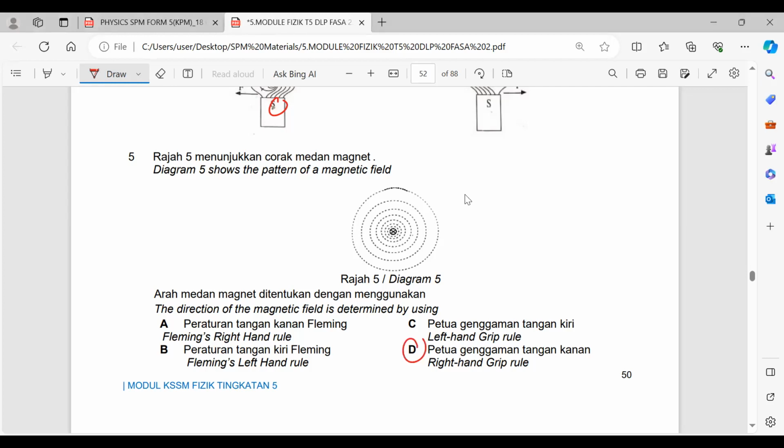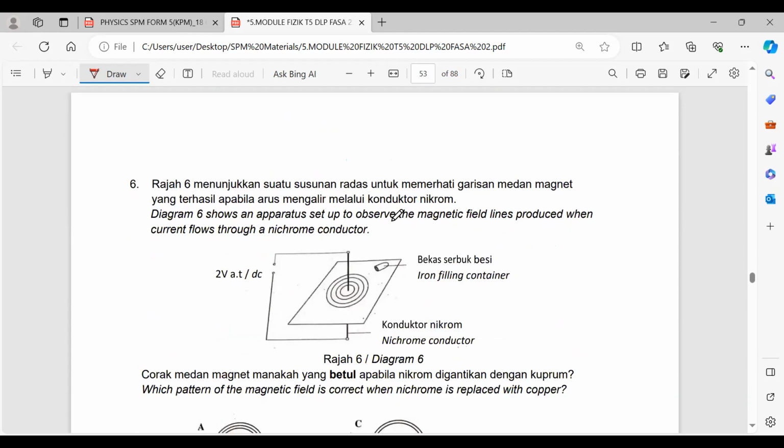So for example, in this case, current is flowing into the page. So my thumb is pointing into the page, and the other 4 fingers of the right hand will be pointing in the clockwise direction. Okay, done. Next.